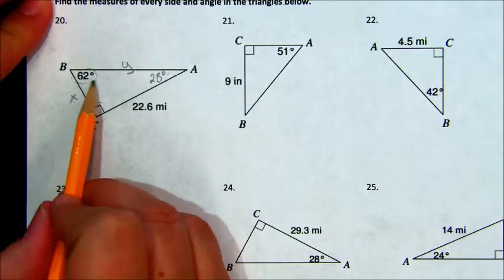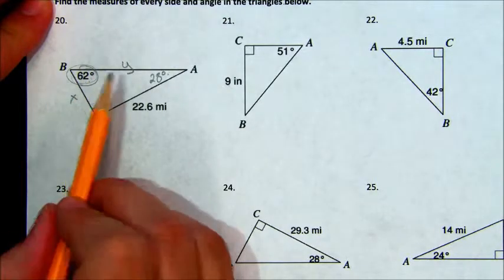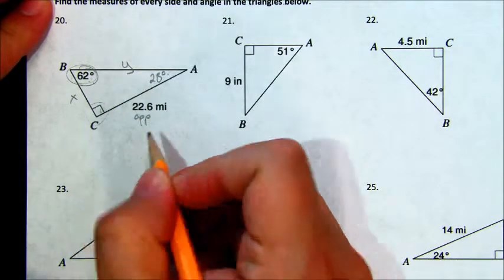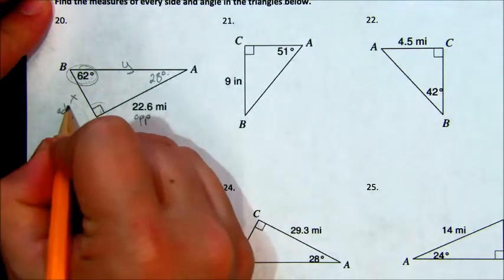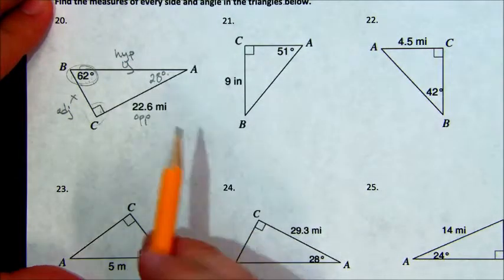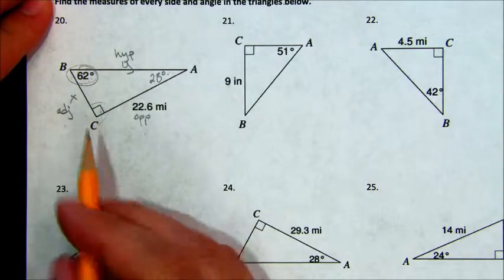I'll use 62. And from the perspective of 62, I'm going to circle it just so I remember which one I started at. I'm going to label the sides. So this would be opposite. This would be adjacent over here, the one that I'm looking for. And this would be hypotenuse. Okay, so I know opposite. I'm looking for adjacent. Opposite over adjacent is tangent.